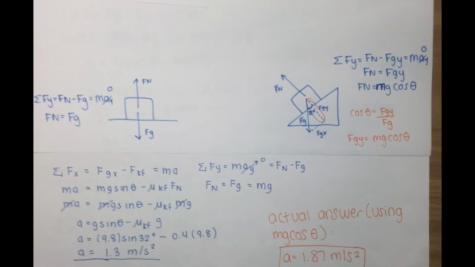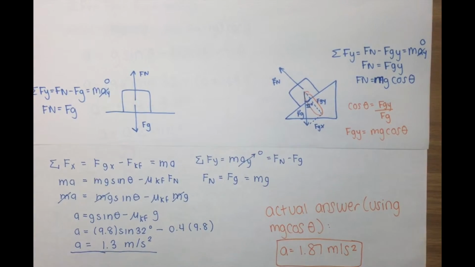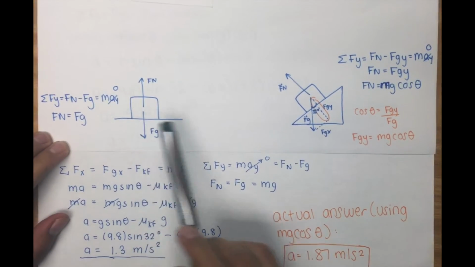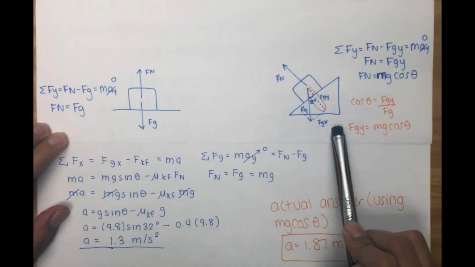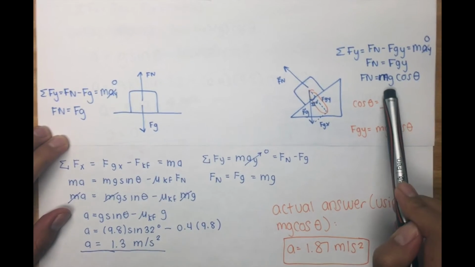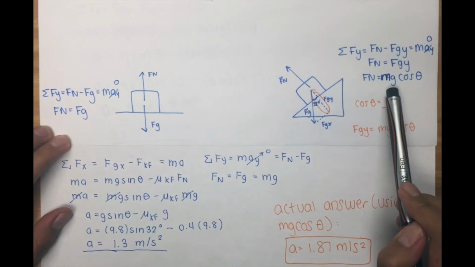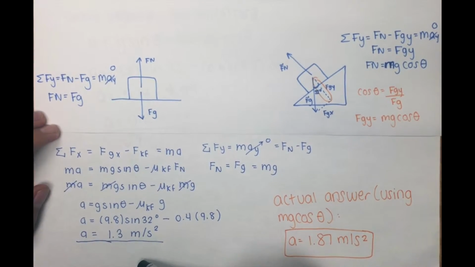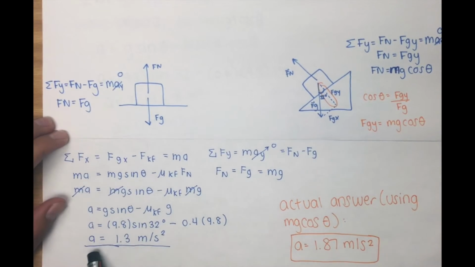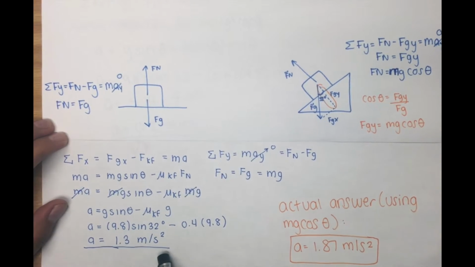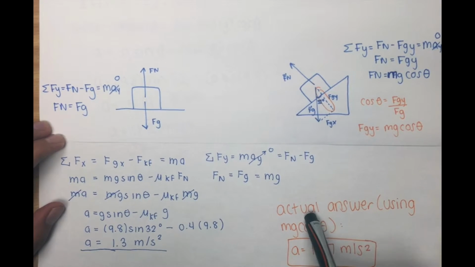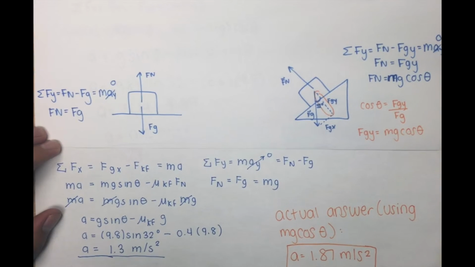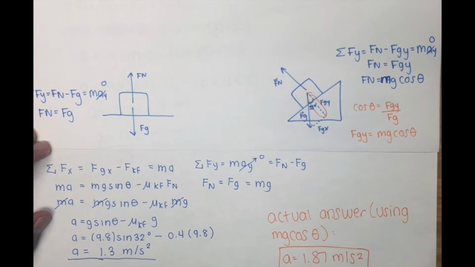Another misconception is the use of force normal instead of mg cosine theta. Force normal would only be used if the object was on a flat surface. But because the object was placed on an incline, force normal is now equal to mg cosine theta, which is the y component of the force of gravity. You can see here that when you use the incorrect force normal, you get an acceleration of 1.3 meters per second squared. However, when you solve it the correct way using mg cosine theta, you'll see that acceleration is equal to 1.87 meters per second squared.